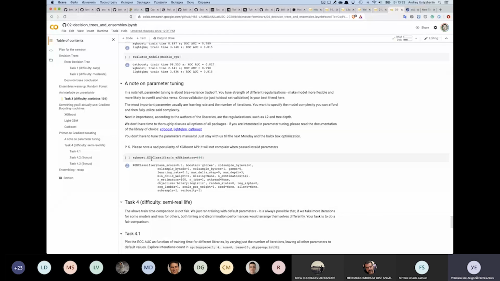Okay, so there is one more note to the comparison with XGBoost. XGBoost doesn't complain when you do something nasty, passing some weird parameters.